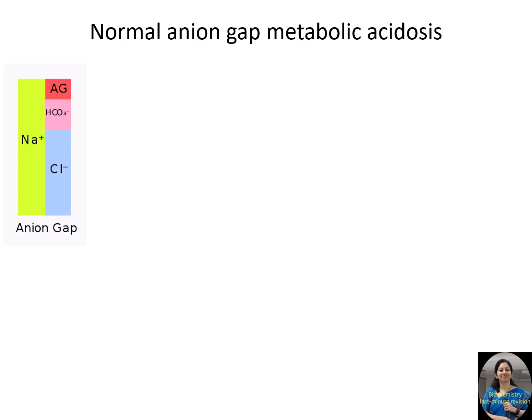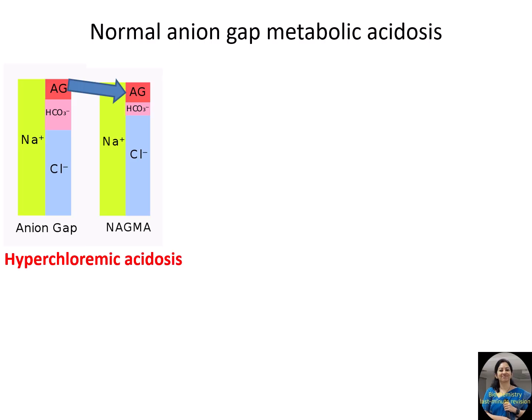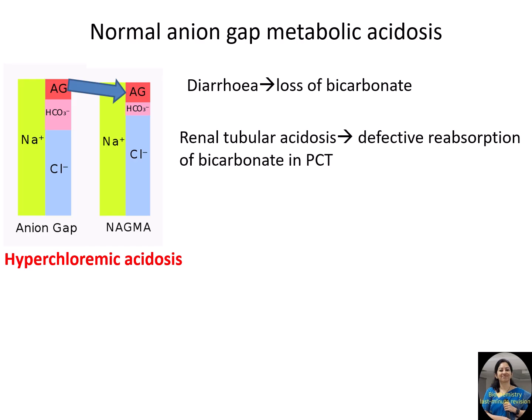Coming to causes of normal anion gap metabolic acidosis, where the anion gap is normal but there is loss of bicarbonate, as a compensatory mechanism chloride gets increased. This is also known as hyperchloremic acidosis or normal anion gap metabolic acidosis. The causes include severe diarrhea, where there is loss of bicarbonate in the intestinal secretions, resulting in development of normal anion gap metabolic acidosis. The next condition is renal tubular acidosis, where there is defective reabsorption of bicarbonate at the level of the PCT, resulting in the development of normal anion gap metabolic acidosis.